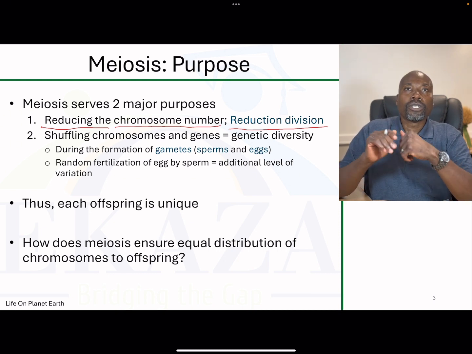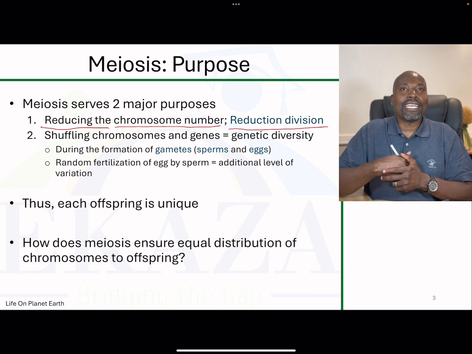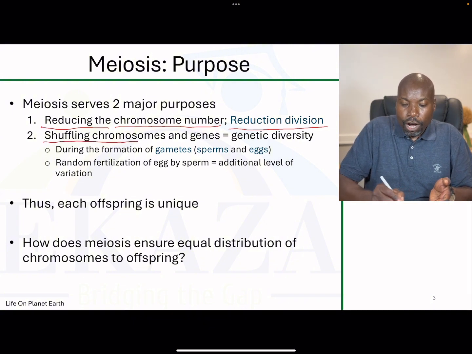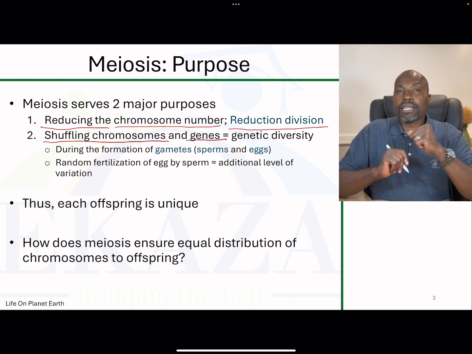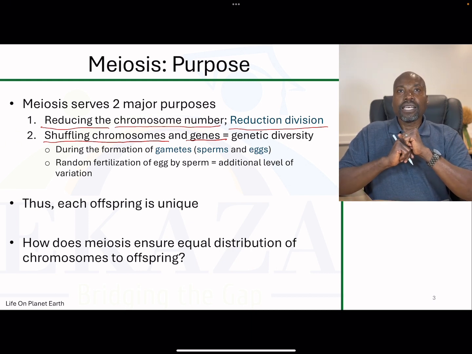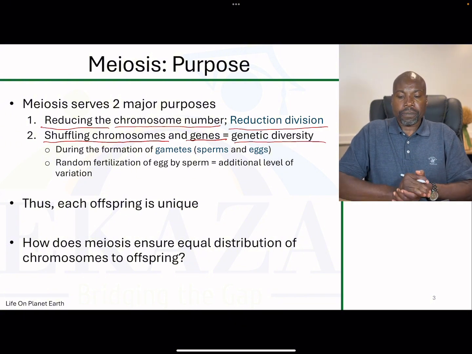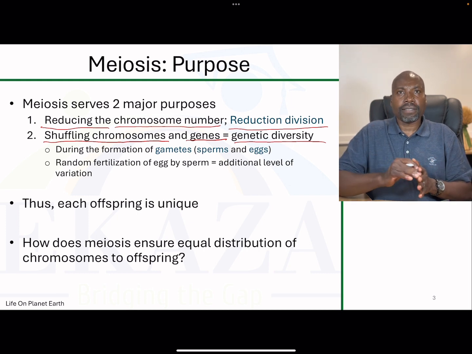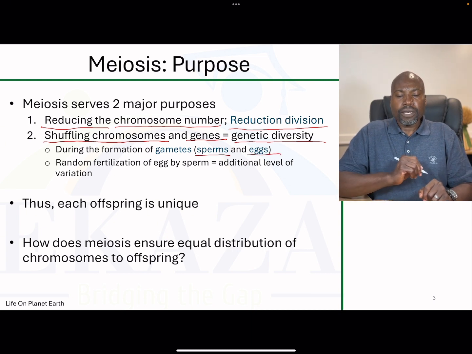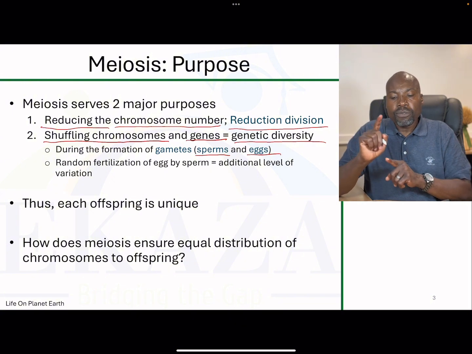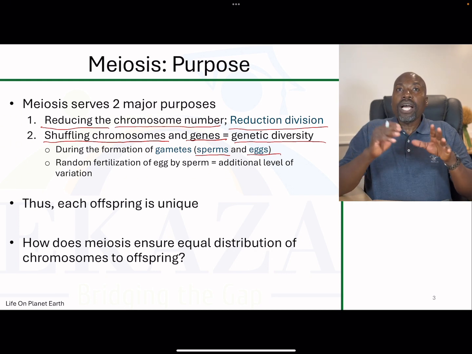That's one. Two, the second purpose of meiosis is to shuffle the genetic information. The shuffling of chromosomes and the shuffling of genes. That shuffling of the chromosomes and the genes throws in the element of genetic diversity. Now, during the formation of gametes, and again, gametes are sperm and eggs, this is when the shuffling of chromosomes and genes is happening.